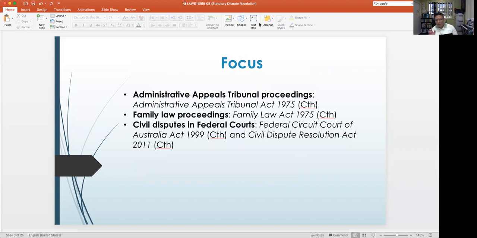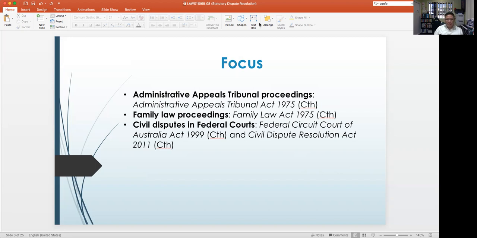Now, because this is a very broad topic, we can't possibly consider and examine every single statute that has alternative dispute resolution processes as part of the ways by which a legal dispute may be resolved. So we're going to be focusing on a few of them, such as the Administrative Appeals Tribunal proceedings under the Administrative Appeals Tribunal or AAT Act of 1975 Commonwealth.